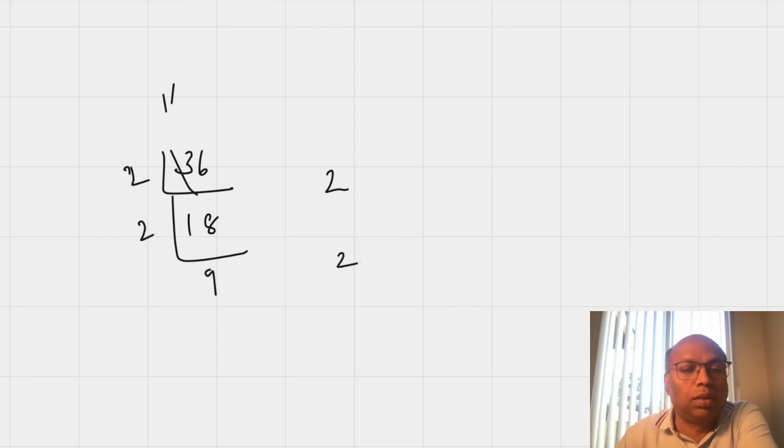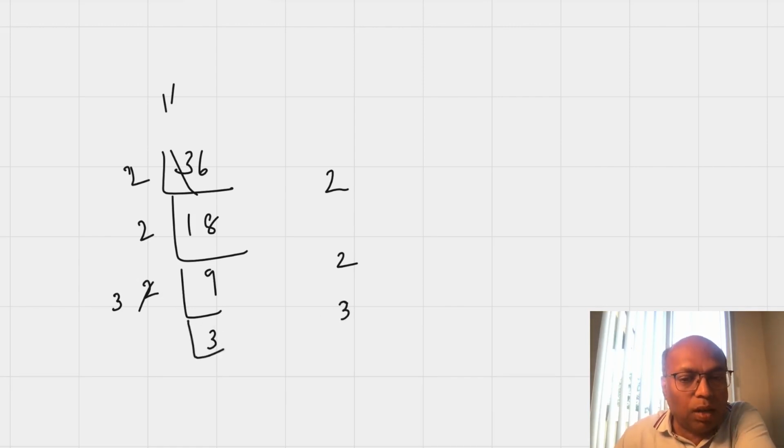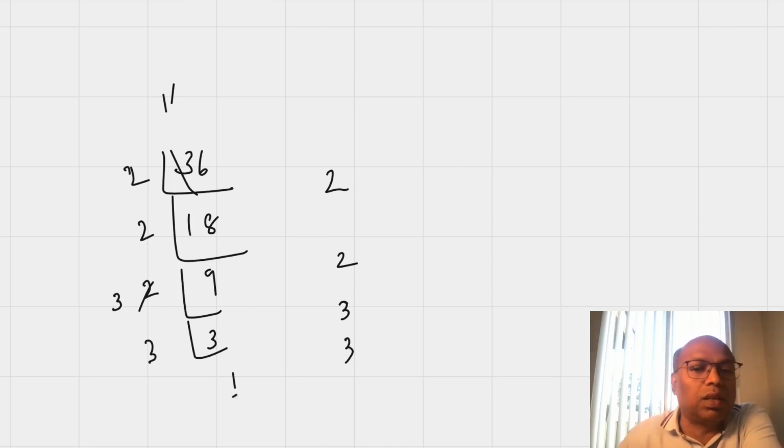Therefore, another prime factor is 2. Then again you will divide by 2. Can I divide it? No. Divided by 3, yes, 3 is another prime factor. Again divided by 3, yes, 1 and 3. Now you won't go ahead because it is 1 right now. Therefore, the prime factors of 36 are 2, 2, 3 and 3.